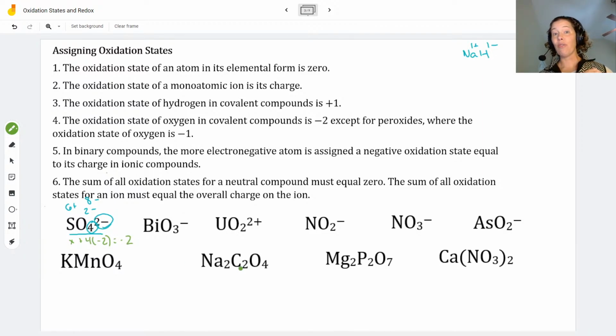So that's why sulfur ends up as a +6, because I need an overall charge of -2. So that's what my oxidation state should also give me.